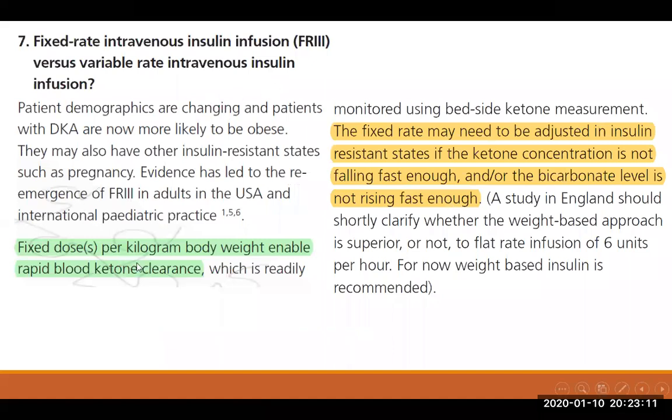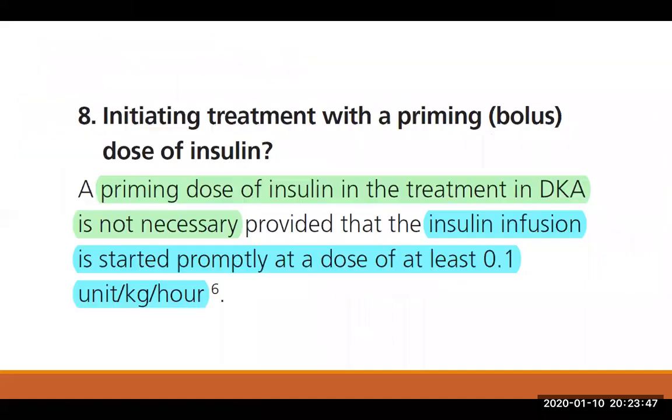The fixed rate insulin infusion dose is calculated according to the current weight, and this enables rapid blood ketone clearance. The fixed rate may need to be adjusted in insulin resistant states. If the blood sugar is not decreased every 1 hour by 3 millimole per liter, or bicarb is not increased by 3, or ketone body is not decreased by 0.5, we must increase the insulin. Of course, the bolus intravenous insulin is not necessary.